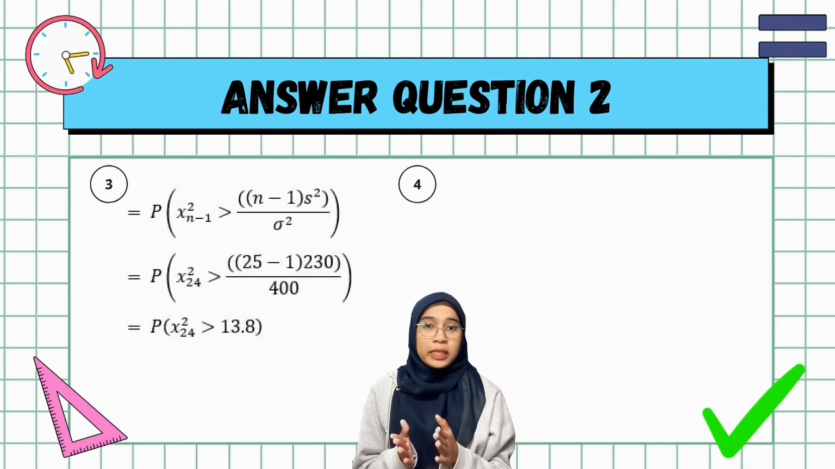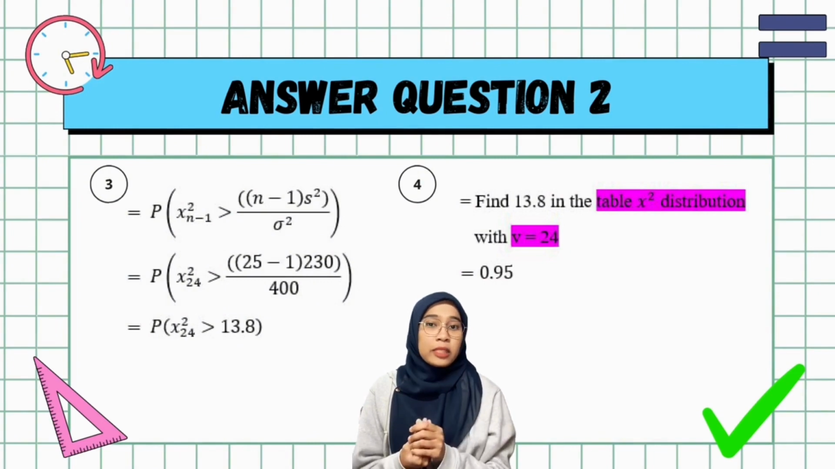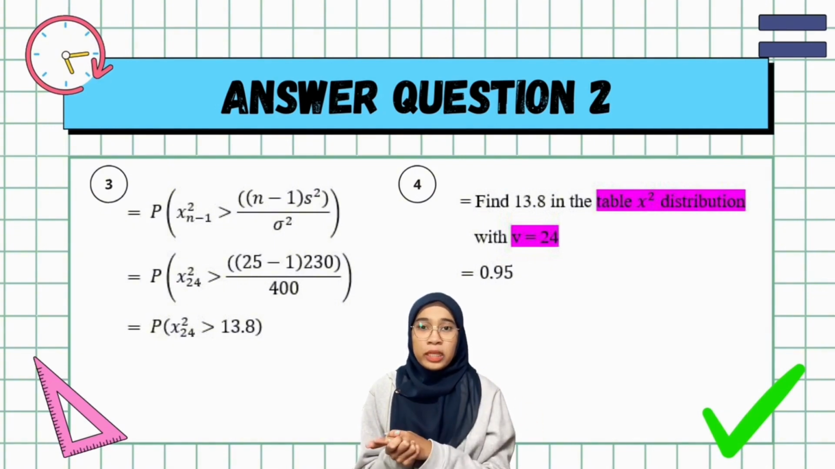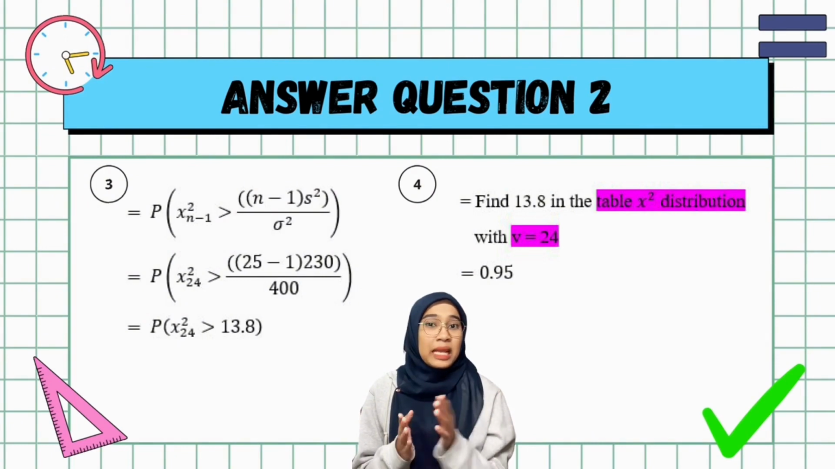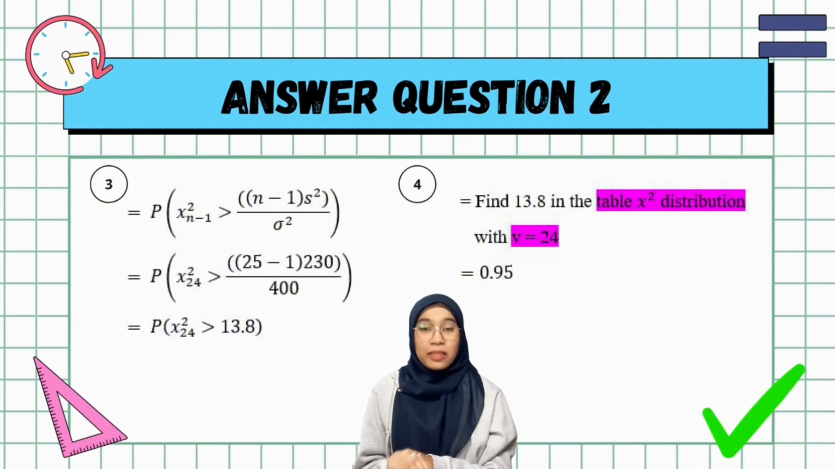Then we get the probability of chi-square greater than 13.8. The last step is to determine this probability. Consult a chi-square distribution table with degrees of freedom equal to n minus 1, which here is 24. Locate the value 13.8 in the chi-square distribution table with 24 degrees of freedom, resulting in a probability of 0.95. As this question mentions exceeds 400, we don't have to subtract the result from 1. Therefore, the probability that the true population variance exceeds 400 is 0.95.